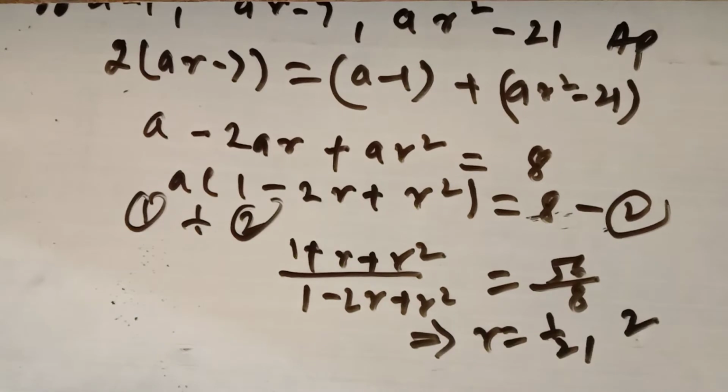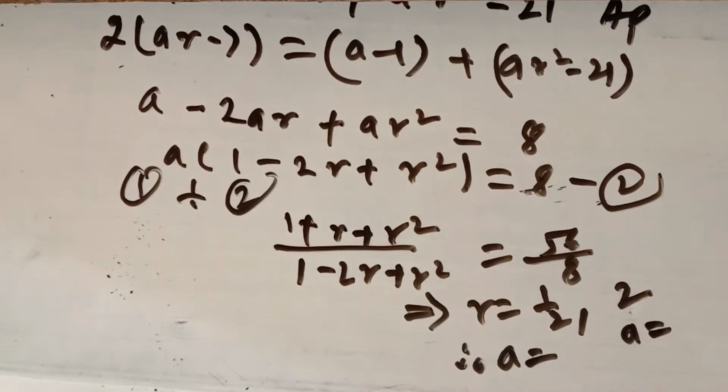R की वैल्यू आपके पास half और 2 आ रही है. जब R आपके पास half है तो आप A भी इस तरह से निकाल सकते हैं. जब R की वैल्यू half है तो उस केस में A आपके पास 32 आ रहा है, और जब R आपके पास 2 है तो A उस केस में आपके पास 8 आ रहा है.